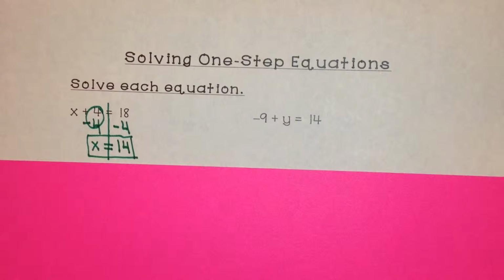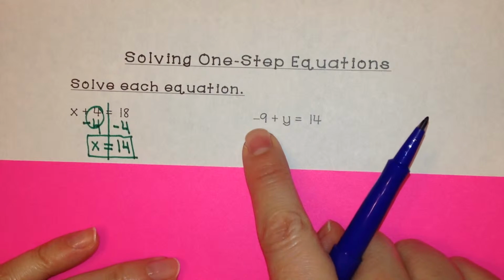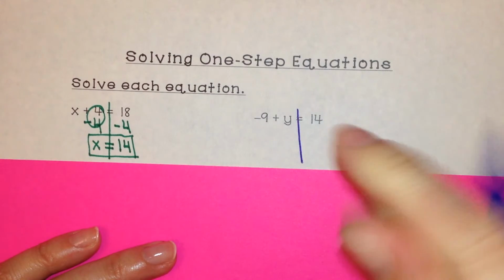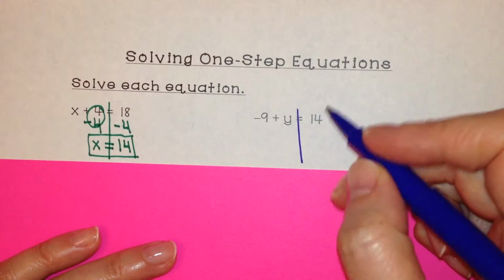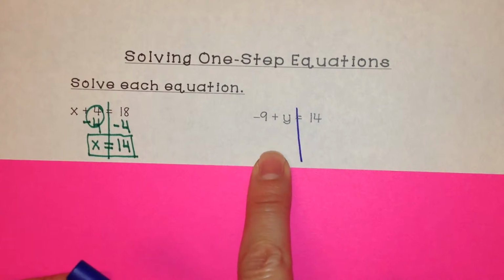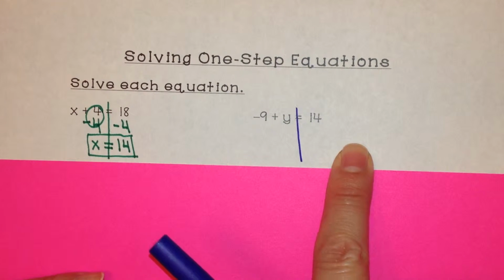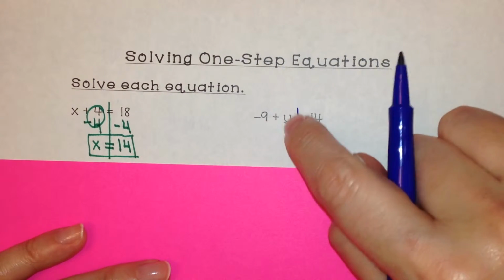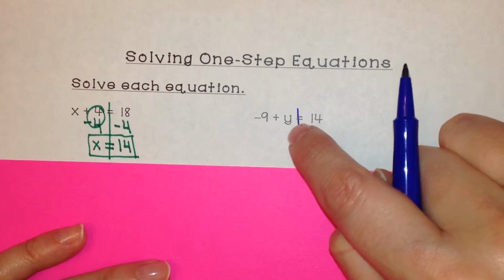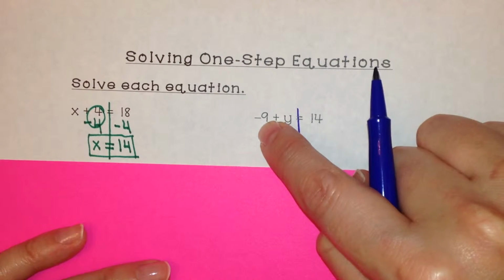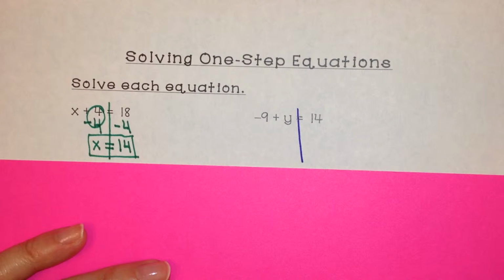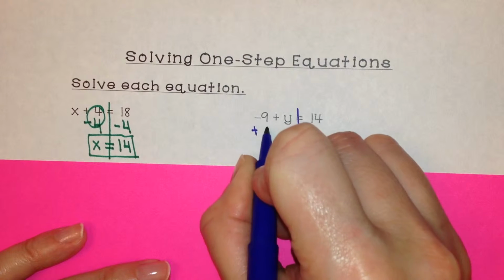All right, over here, I have negative 9 plus y is equal to 14. Again, I want y on one side of the equal sign all by itself. So I drew a line down to the equal sign because, as I said before, anything you do to one side of the equal sign, you have to do to the other side. So I find my variable, and I want to get rid of what's on the same side of the equal sign as the variable. I have a negative 9. Opposite of negative 9 is positive 9, or plus 9.